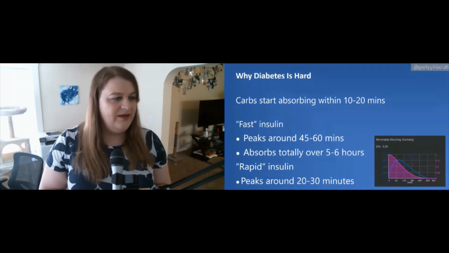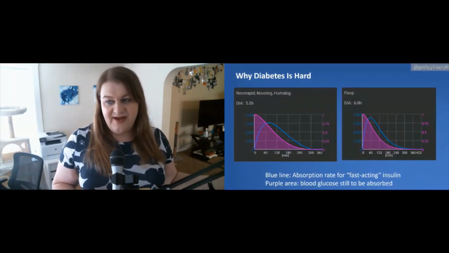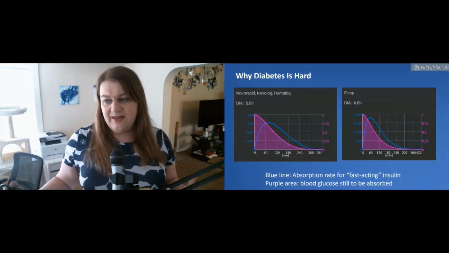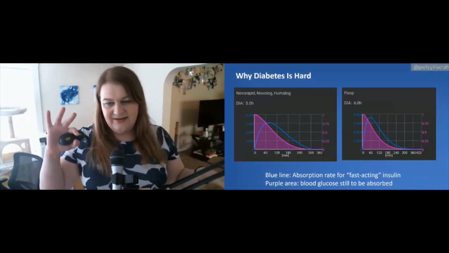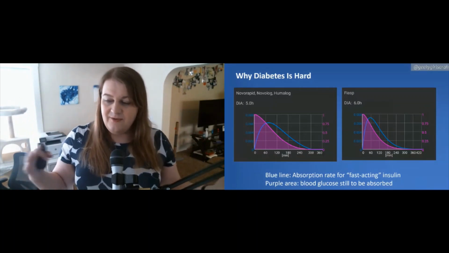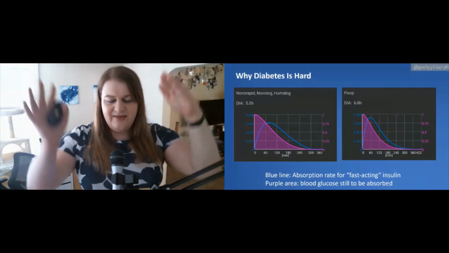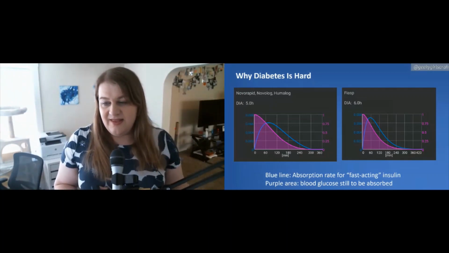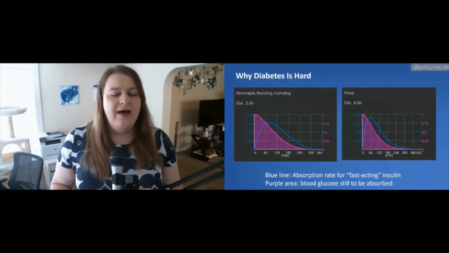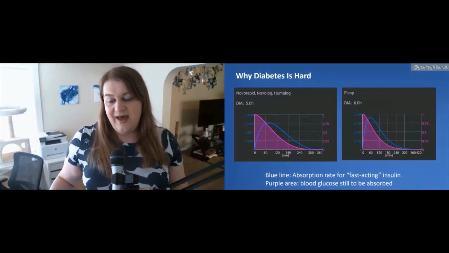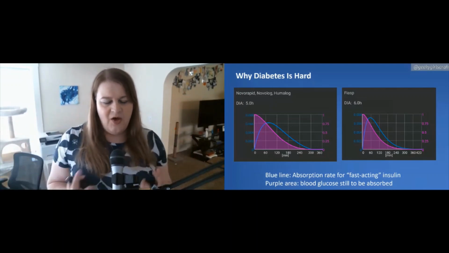So here we go. There are 2 different graphs. You can see on the left is the fast and on the right is the rapid. You can see the blue hits its peak around that 60-minute mark, and the one on the left hits its peak about 45, but they both spike up in that 30-minute range, though it definitely goes faster for the more rapid-acting one. And then the purple is the glucose that's absorbed over time. So you can see it doesn't absorb all immediately.